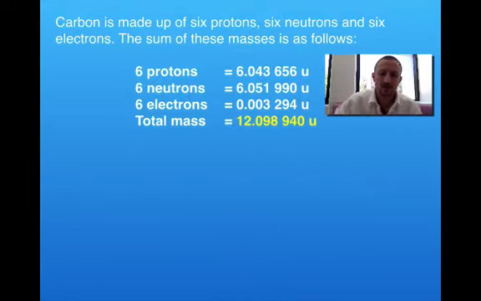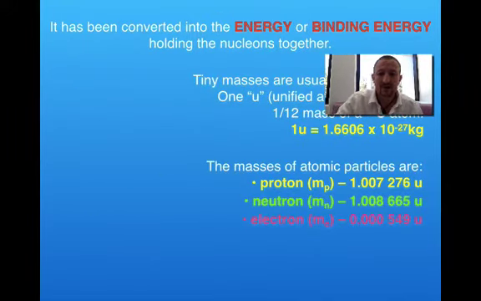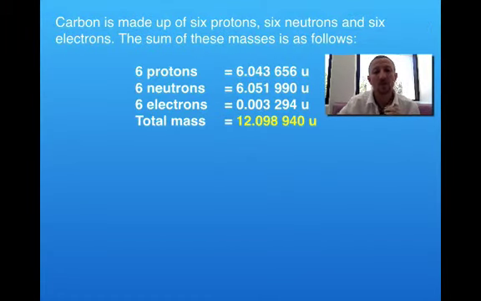So we've used these values down on the right, the yellow, the green and the magenta colors, and we've multiplied those by 6 in order to work out the total mass of carbon with its constituent parts. So it's 12.098940 atomic mass units. Obviously, if I wanted to convert that into kilograms, I'd have to multiply it by 1.66 times 10 to the negative 27 kilograms. Okay, so that's all well and good.